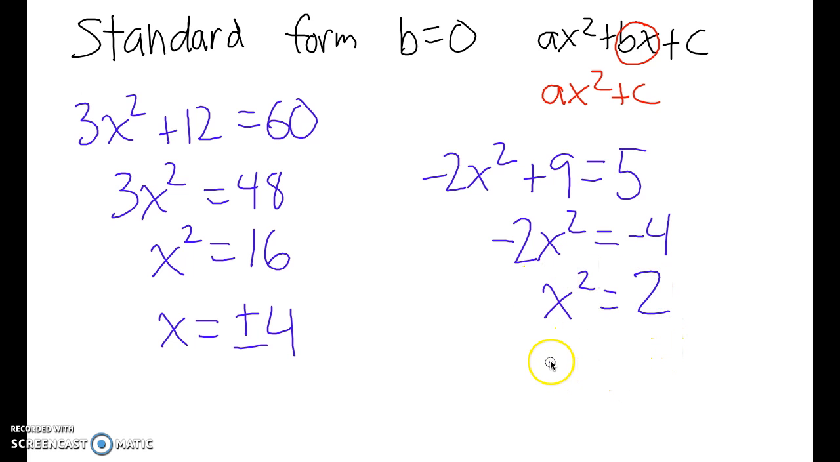And then when I take the square root, I'm still going to take positive or negative just like I did before. But it doesn't work out perfectly for the square root of 2. In other words, it doesn't work out to be an integer. So I'll just write this as plus or minus the square root of 2, and that's a perfect way to leave your answer.